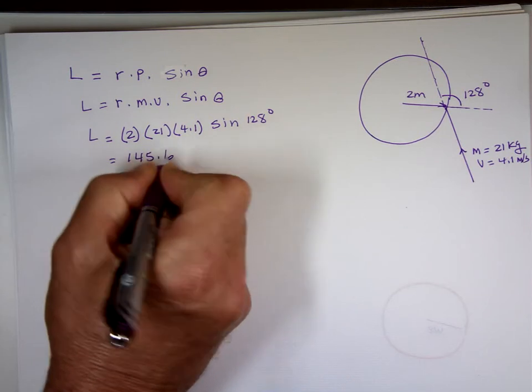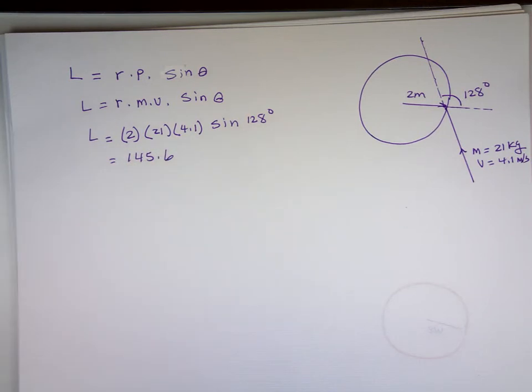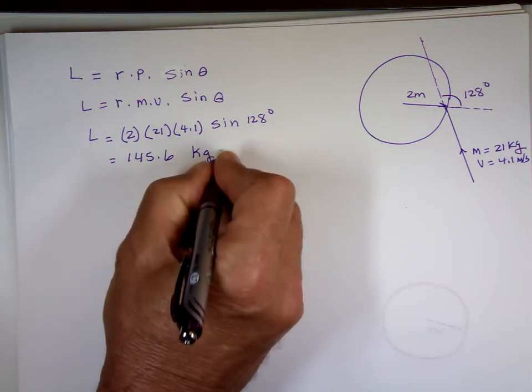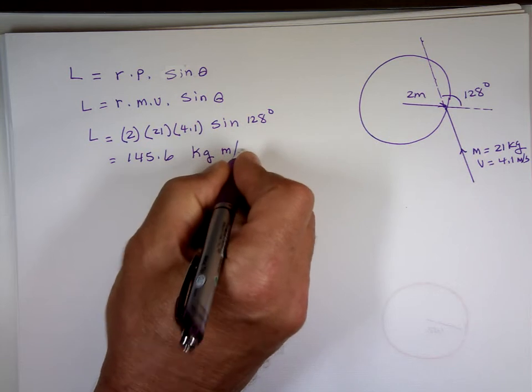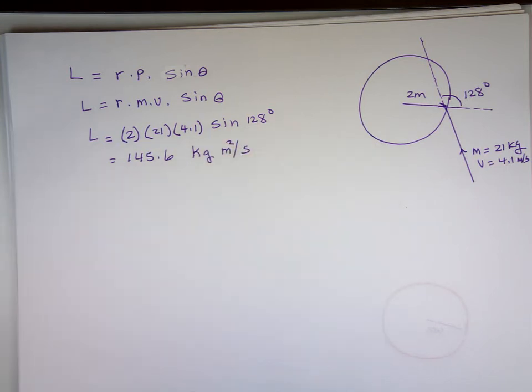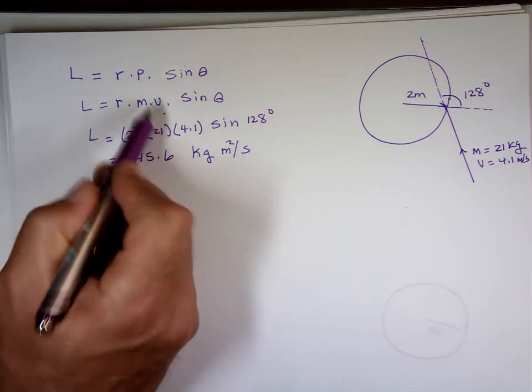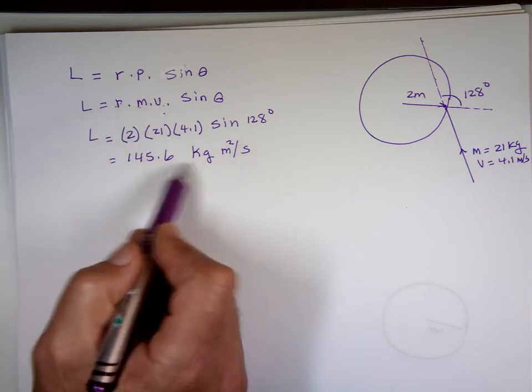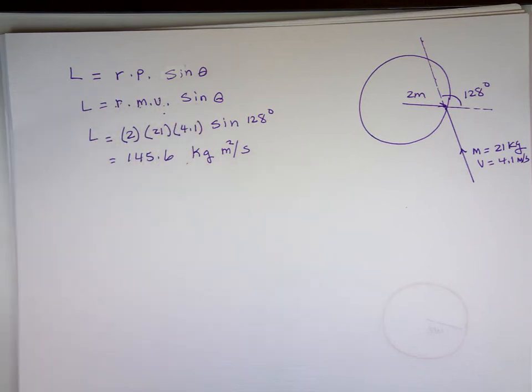That's 145.6 kilogram meter squared per second. Remember, this is meter per second times meter, that's meter squared per second, and the mass in kilogram, and the sine has no units. Again, in case you missed it, here's the units.